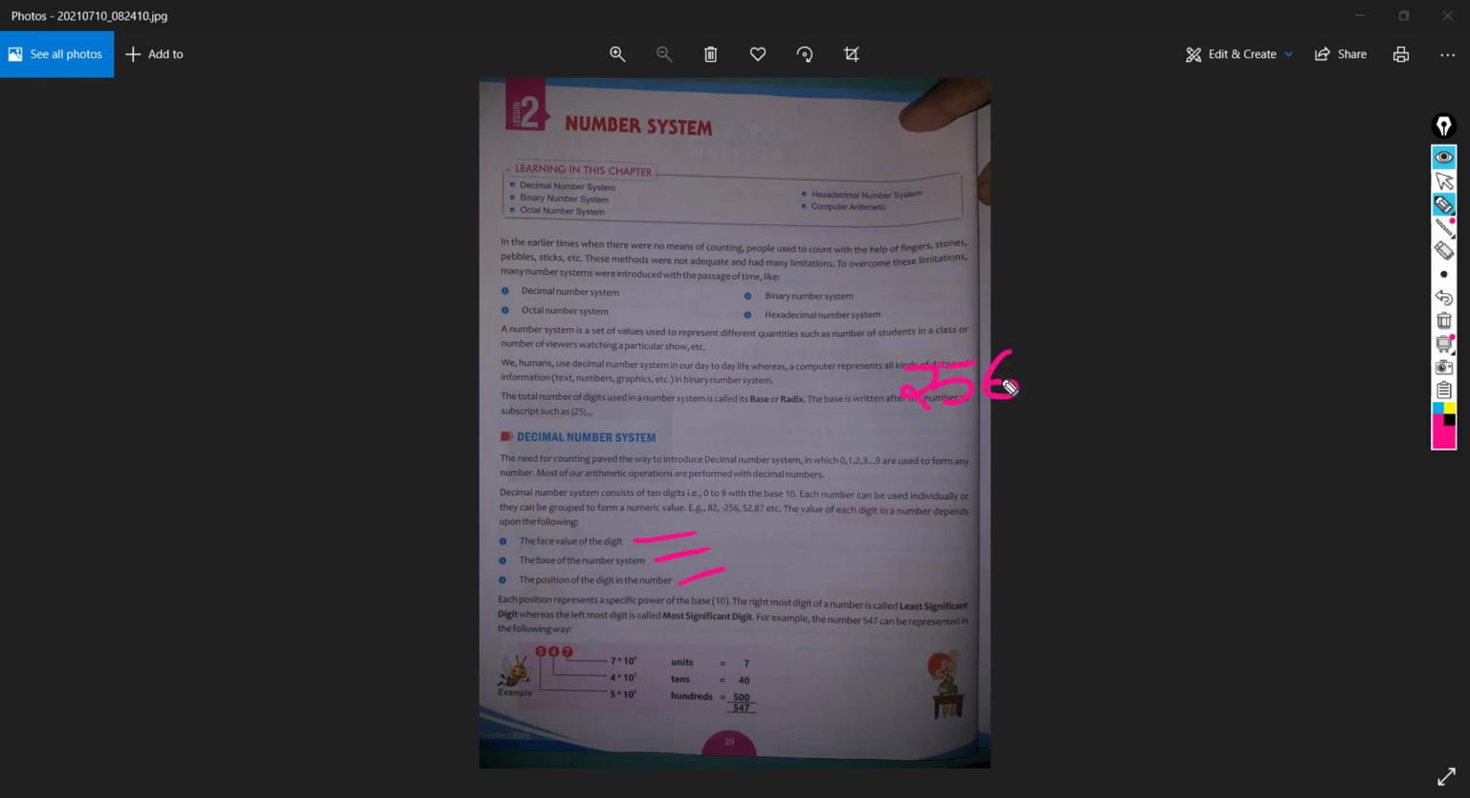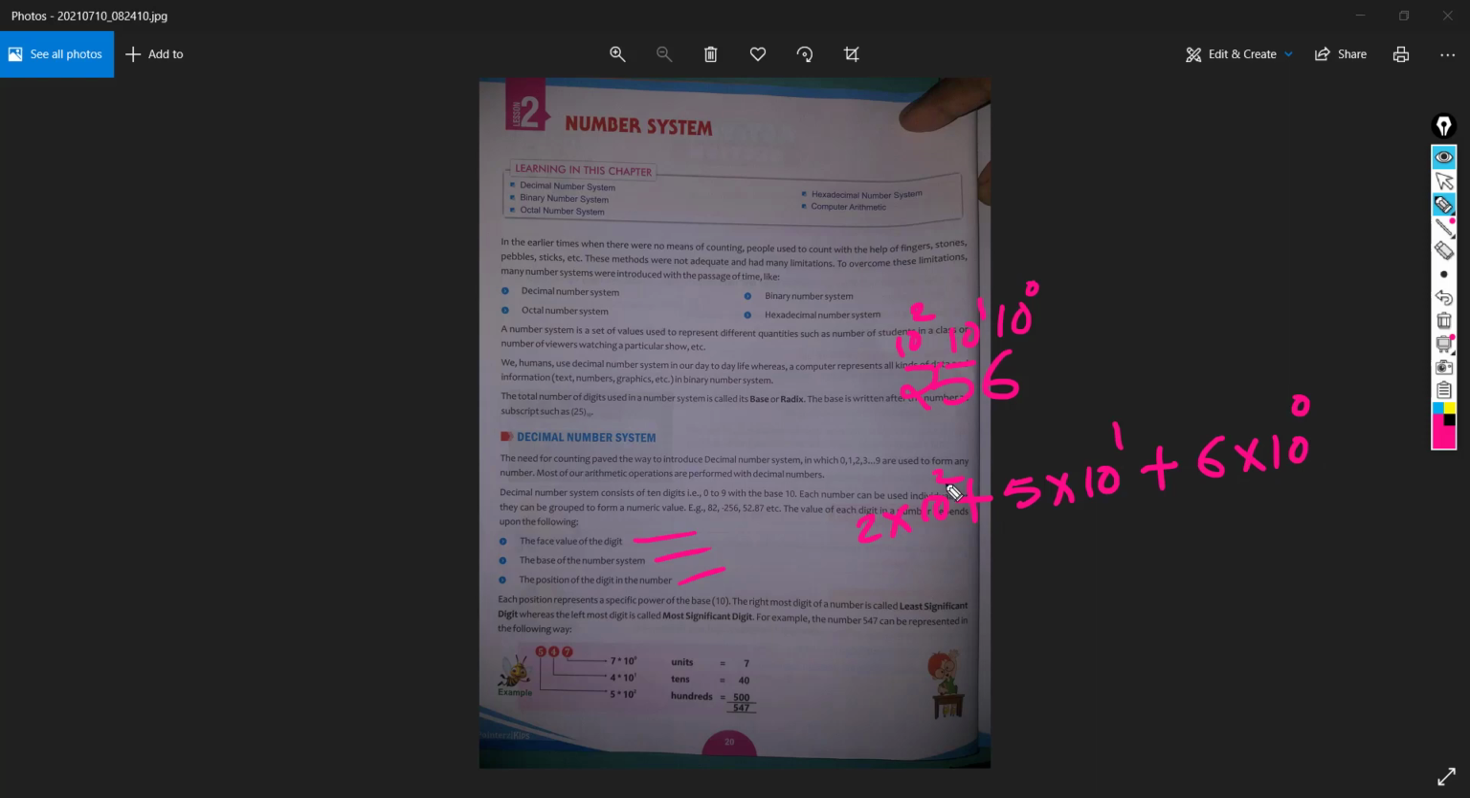Here you can see 6 is a face value, 5 is a face value, 2 is a face value. Then there is another thing, the positional value. The positional values are 10 raised to 0, 10 raised to 1, 10 raised to 2. To get the value of the number, we calculate 2 into 10 raised to 2, plus 5 into 10 raised to 1, plus 6 into 10 raised to 0.